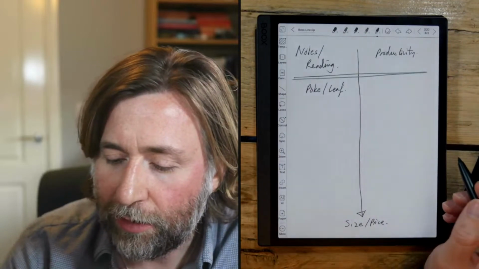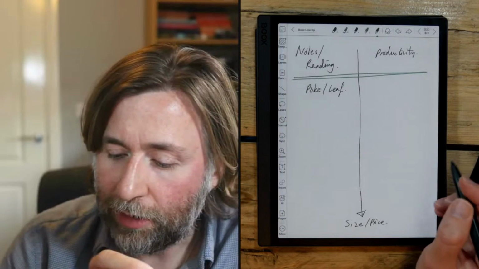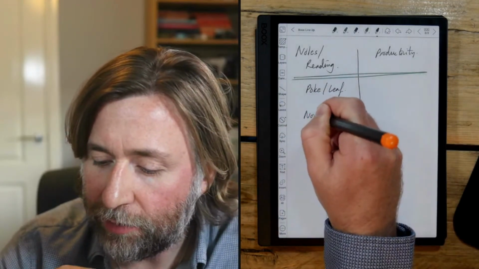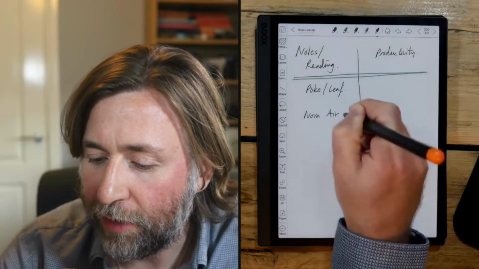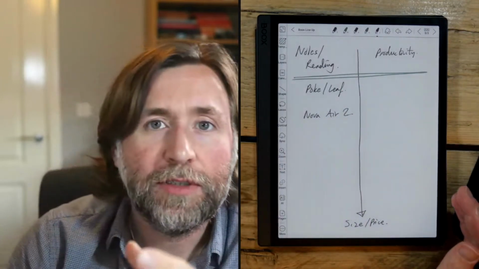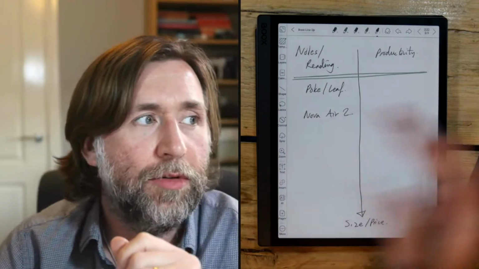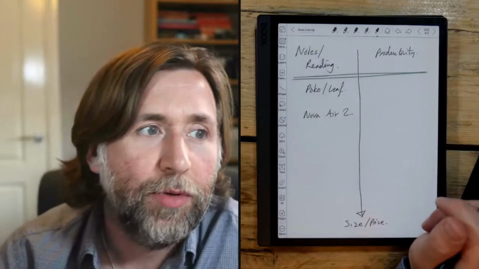The next one, in this notes and reading category, would be the Nova Air 2. So the Nova Air line, if you like, the Nova Air 2 is their current one. That is the A5 device. That is an excellent note taker and an excellent reader, but it's not going to be a productivity powerhouse like what will be over here.